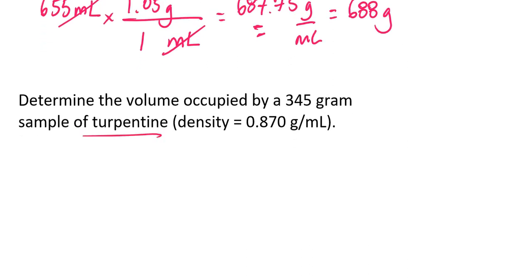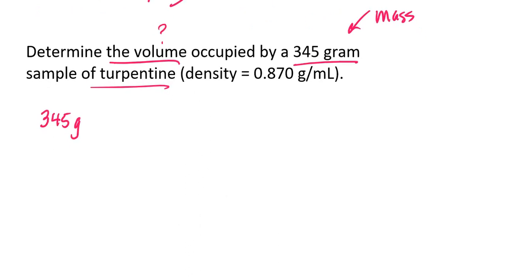Okay, turpentine's a paint remover. And I'm told that I have a sample that has a mass of 345 grams. They want me to find the volume. Okay, so once again, if I'm going to do this by dimensional analysis, I'm going to take the given information, 345 grams. I'm going to multiply by a conversion factor, the density. Okay, there's my conversion factor.